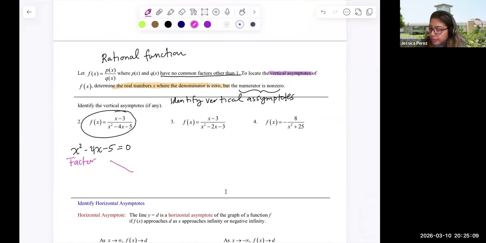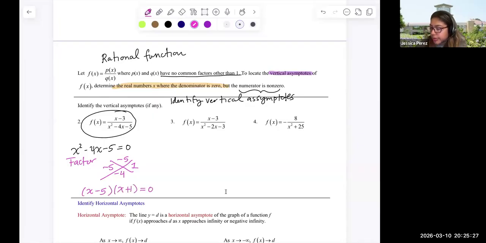So to factor, I use my x method. A times c, this is -5, -4. Two numbers that multiply and give me -5, but add to -4, that's -5 and 1. That means my denominator factors as x minus 5 and x plus 1.